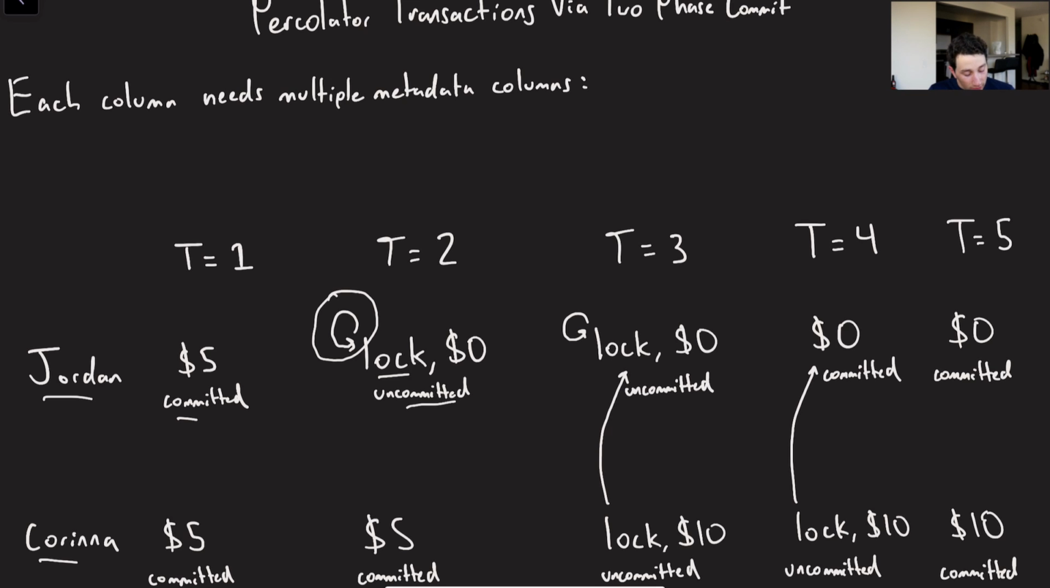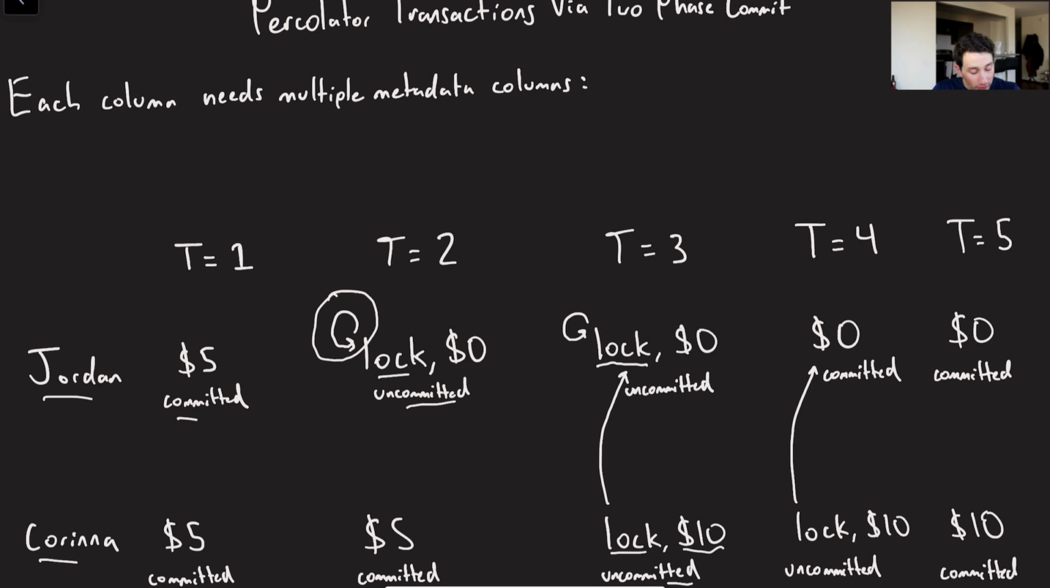At t equals 3, we set up the lock on the Corinna row. We have our newly proposed value. We know that it's uncommitted. And then also our lock is going to point to that primary lock. Every single other lock in a transaction that is not the primary is also pointing to the primary lock.